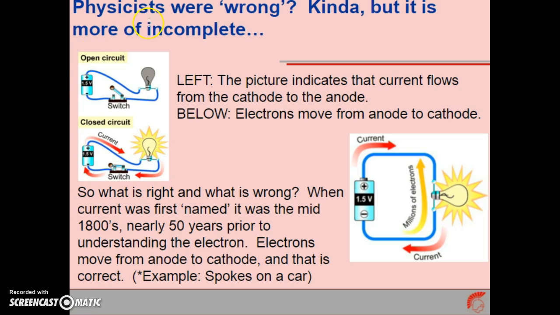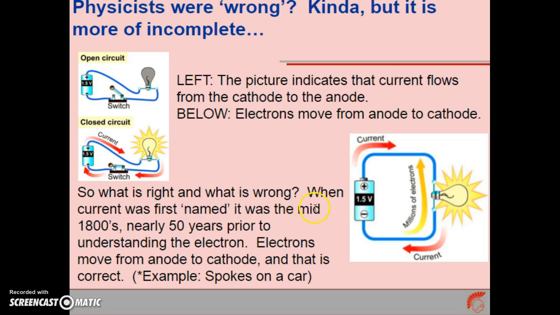So here's an interesting way of looking at this. Were physicists wrong in determining where current flows? If electrons flow from anode to cathode, is this correct? Well, it's kind of just an incomplete picture. So the picture to the left indicates that current flows from the cathode to the anode, right? Here, current. But what's wrong and what's right?